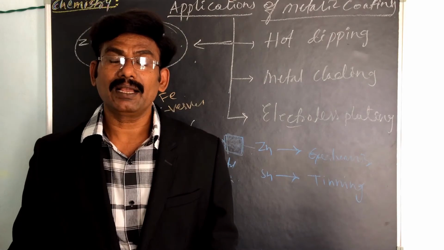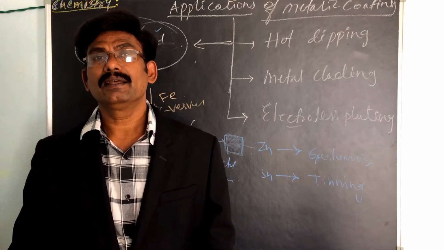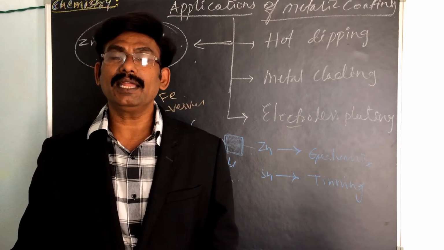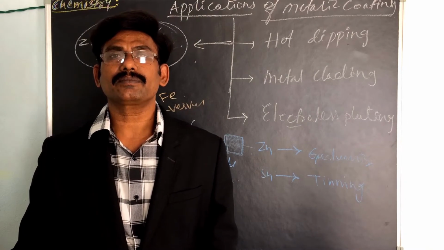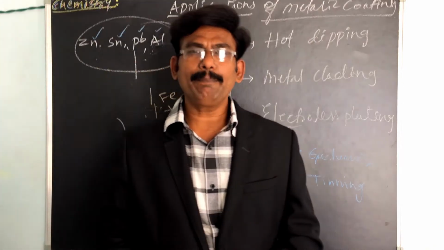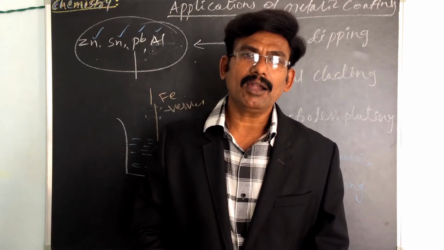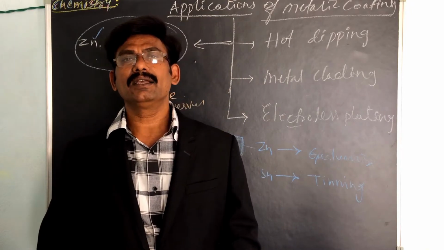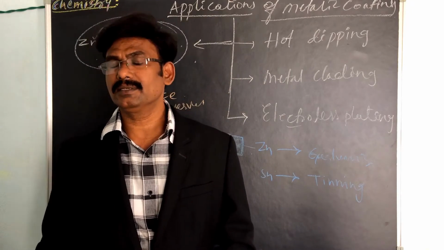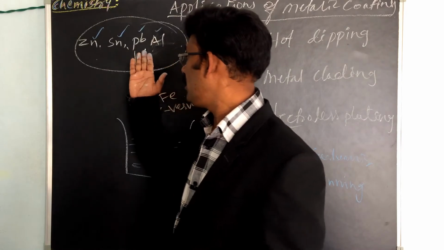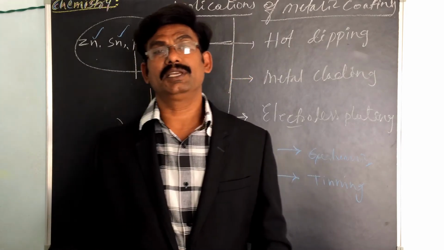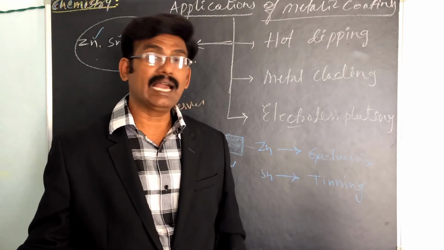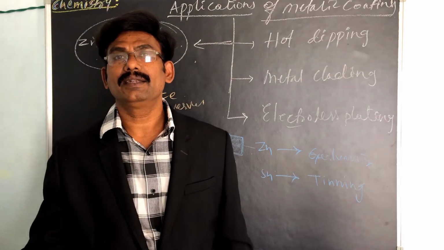So hot dipping has again two types, galvanizing and hot tinning. Hot dipping is used for producing coatings of low melting metals such as tin, lead, aluminum, and zinc. But according to our syllabus, we have only galvanizing and tinning.